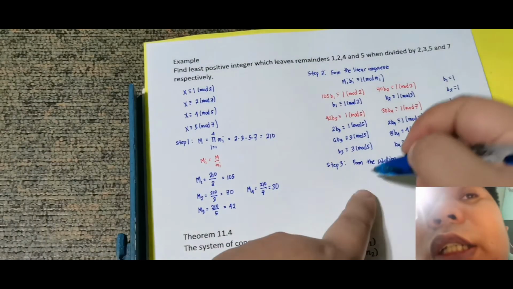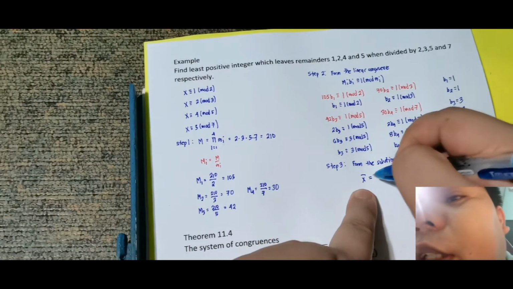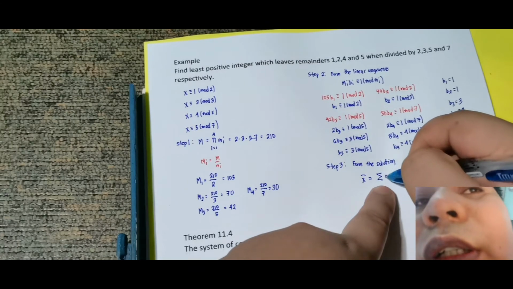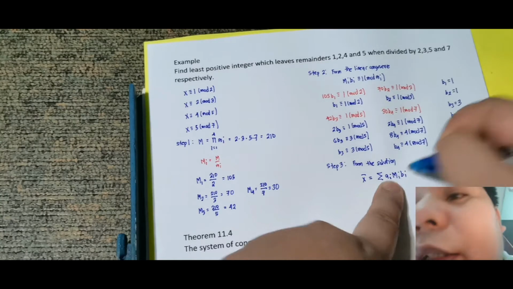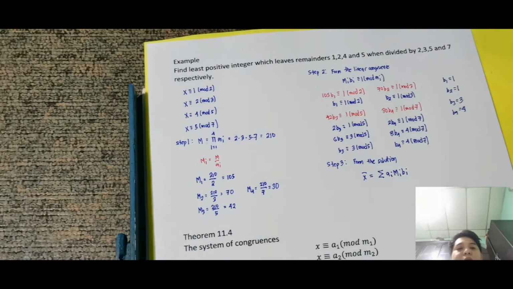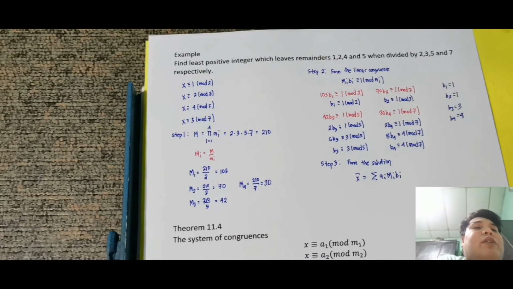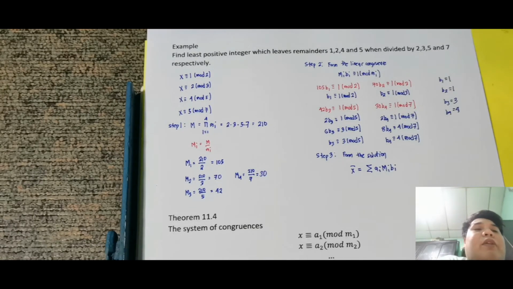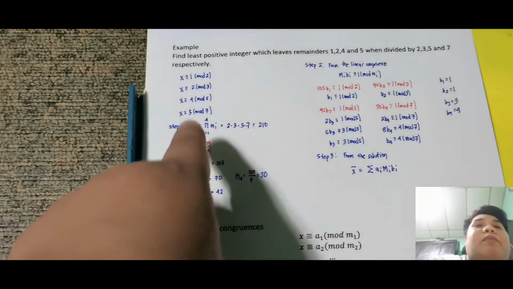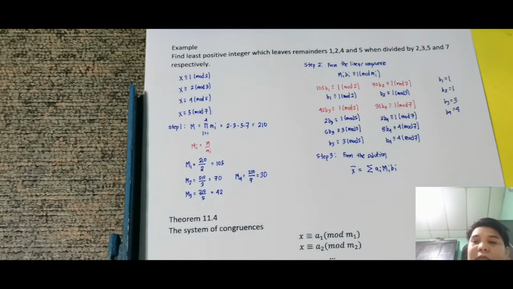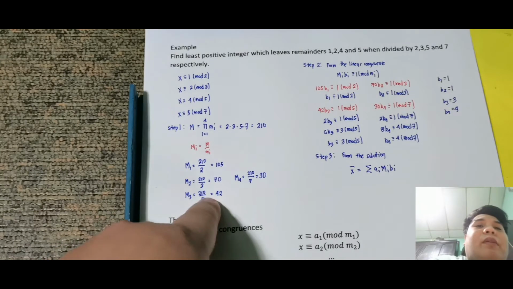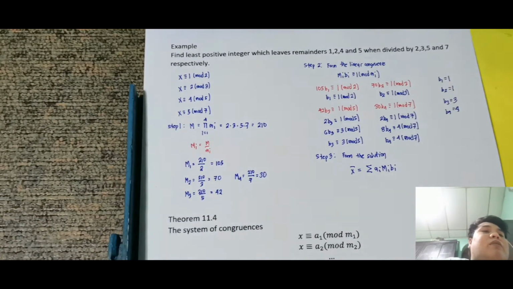Ang solution natin is x bar is equal to summation ng a sub i, m sub i, then b sub i. Simple lang. So, kung ilan sila, yun yung i-add natin. So, in this case, may apat tayong a sub i, apat na m sub i, may apat na b sub i. So, ano yung a sub i natin? Ang a sub i natin is 1, 2, 4, 5. Ano yung m sub i natin? M sub i is 105, 70, 42, and 30. And b sub i is 1, 1, 3, 4.